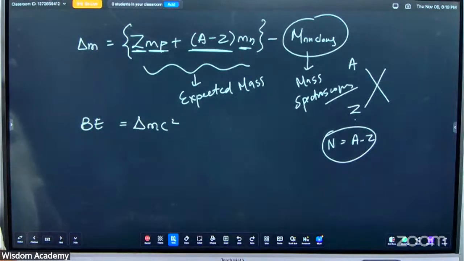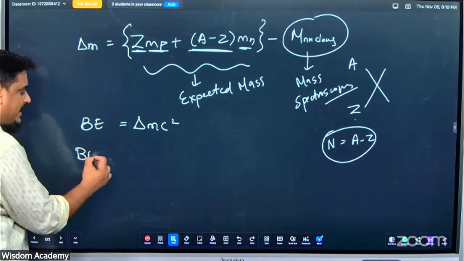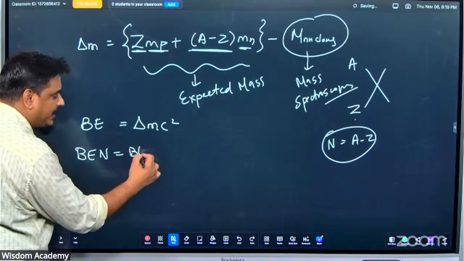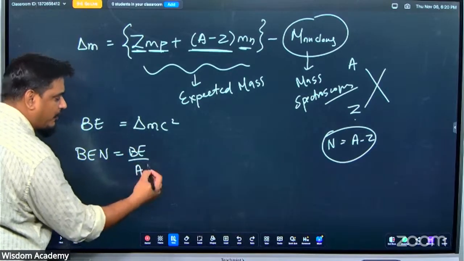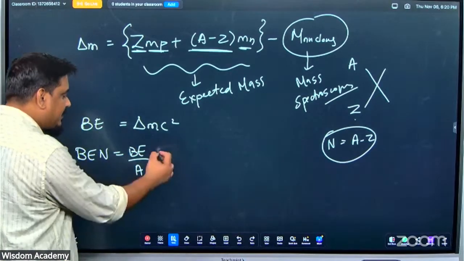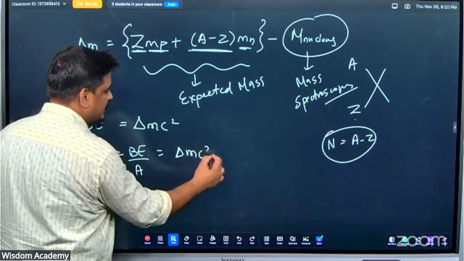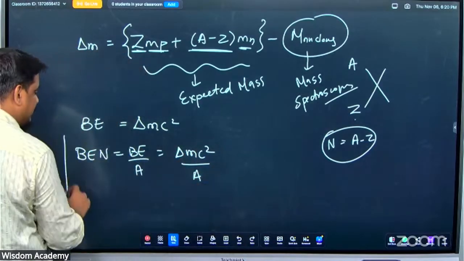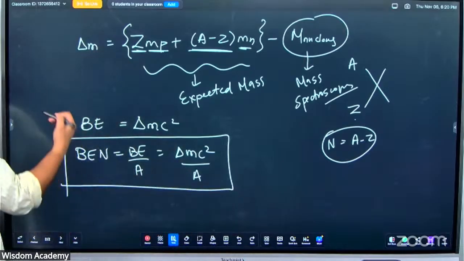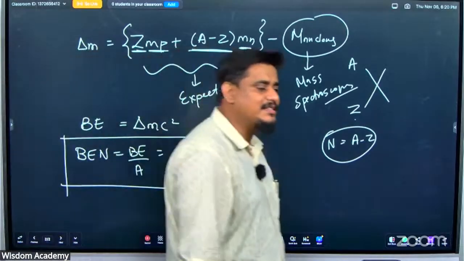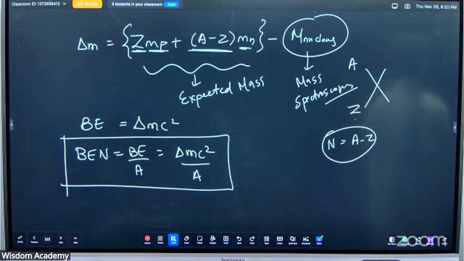And if you want to find binding energy of each nucleon, what is the meaning of that? BEN means binding energy divided by the total number of nucleons, right? That will obviously be A. That will become equal to delta M into C square by A. This is the formula of binding energy per nucleon, that is BEN. Always remember that.